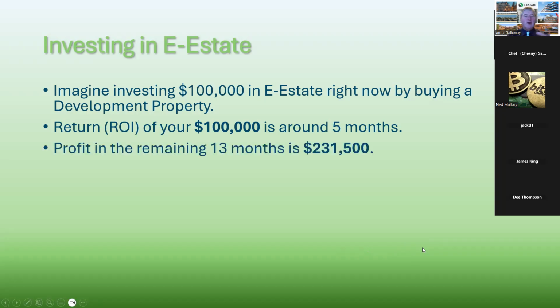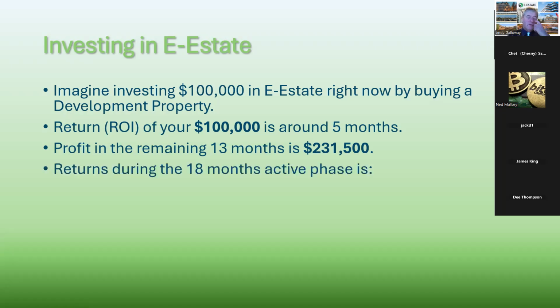If you continue earning at that level, which of course you will, then you'll make even more profit in the next 13 months. Why 13 months? Because it only gives you daily profit for 18 months. But you now earn another 231,500 in the next 13 months. So during the whole 18 months, you've received 331,500.